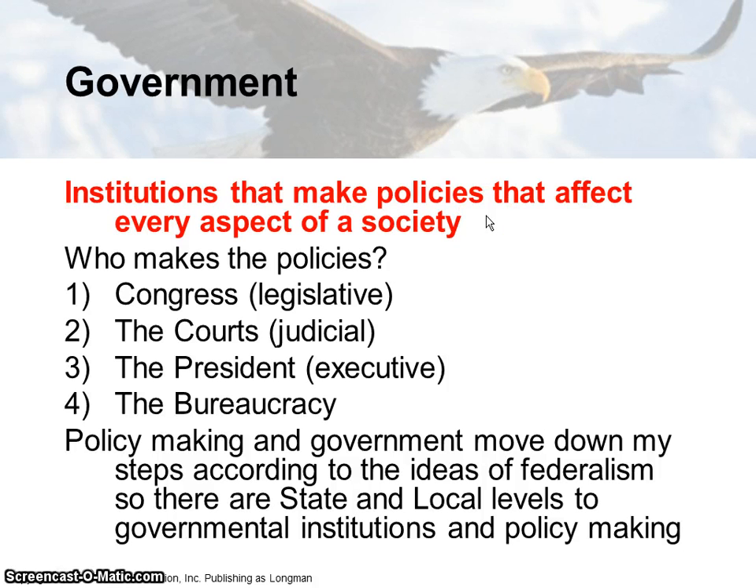Our government system is called a republic, a democratic republic, because of the way our institutions make the rules that we live by and what say we have in them. Policy making and government move down to the lower levels through an idea called federalism. From the national government, it goes from the federal government down to the state government and then down to the local government, as you can see here.